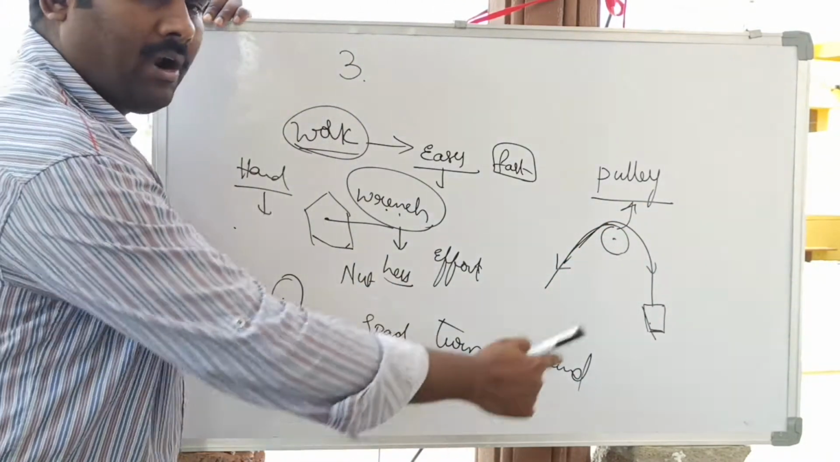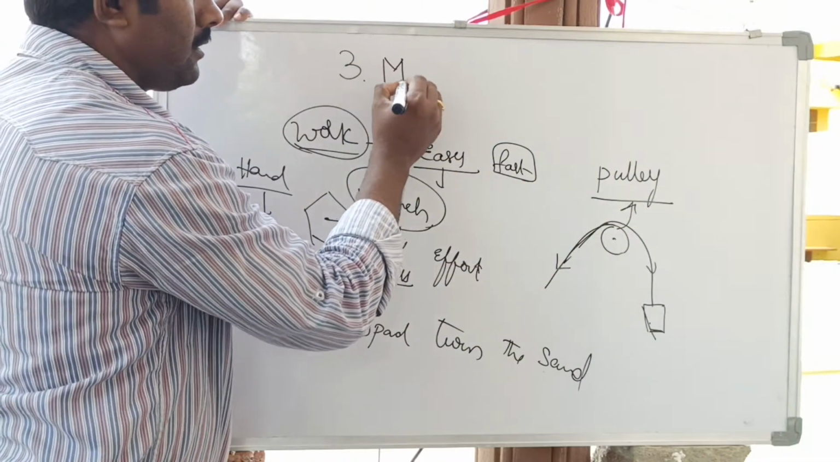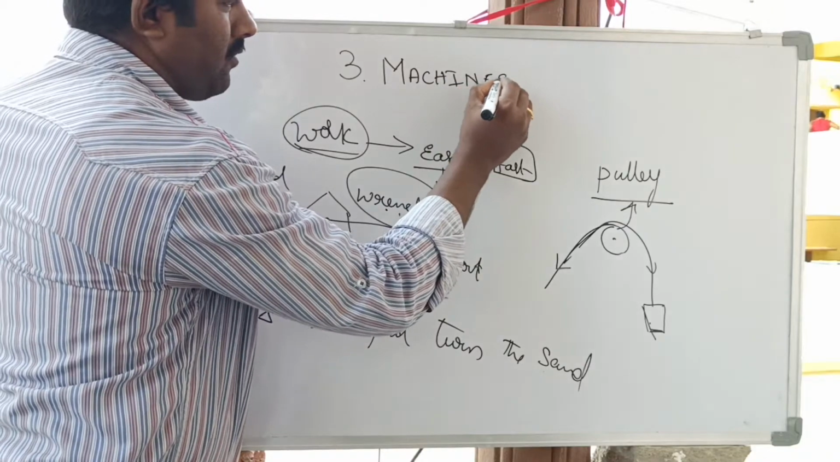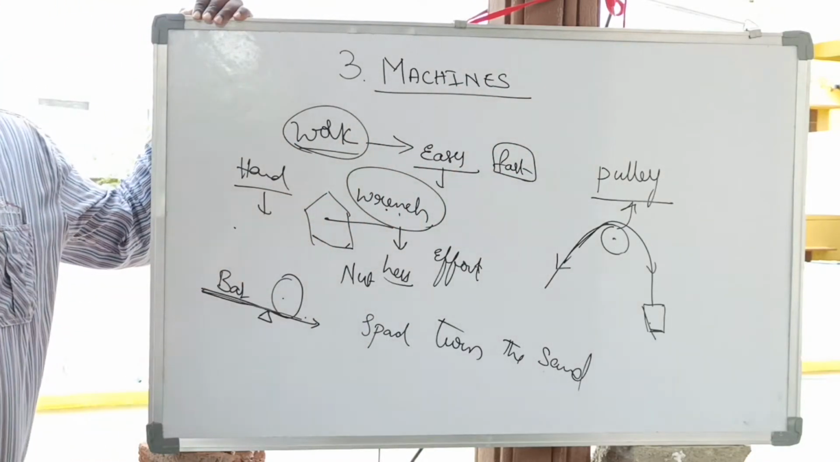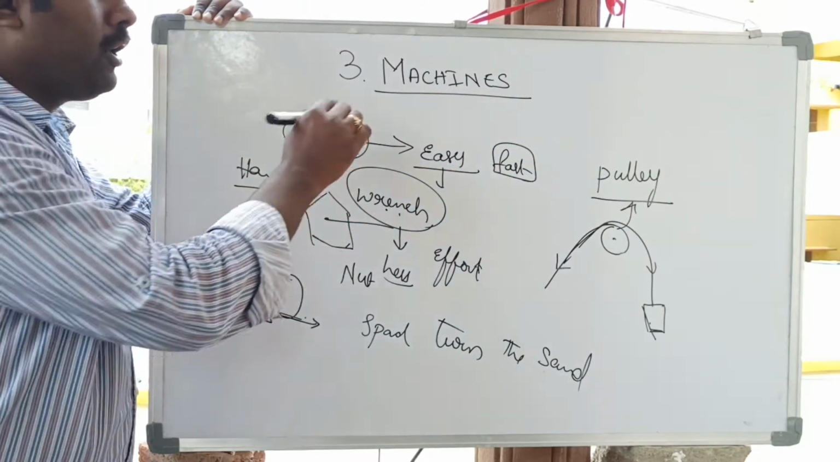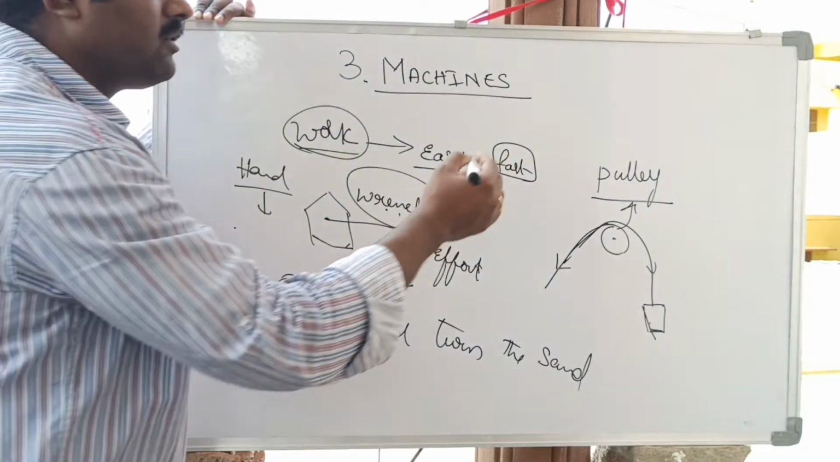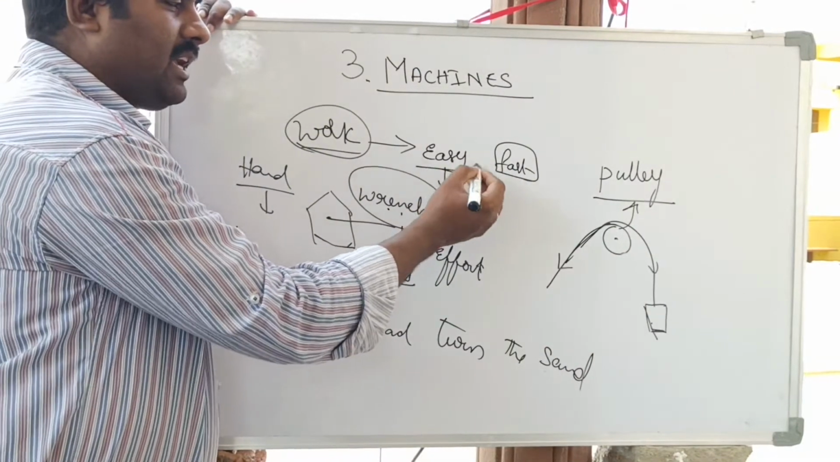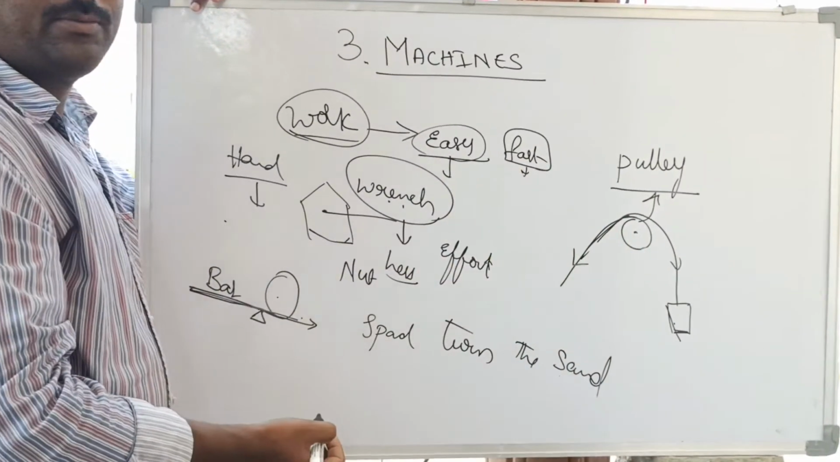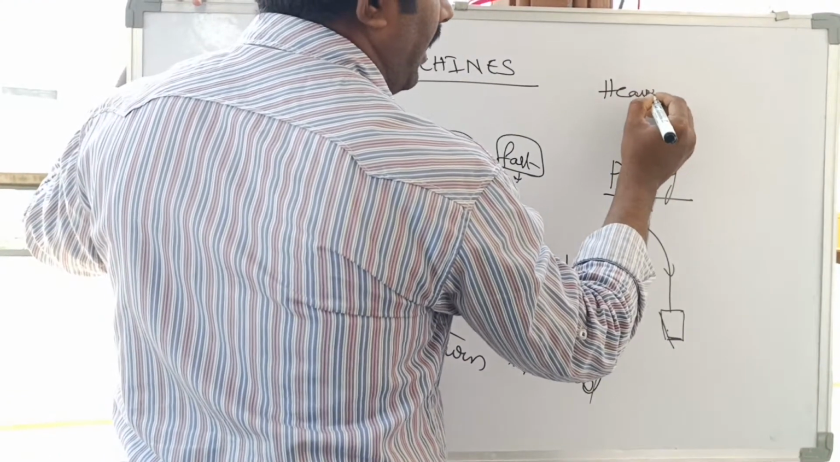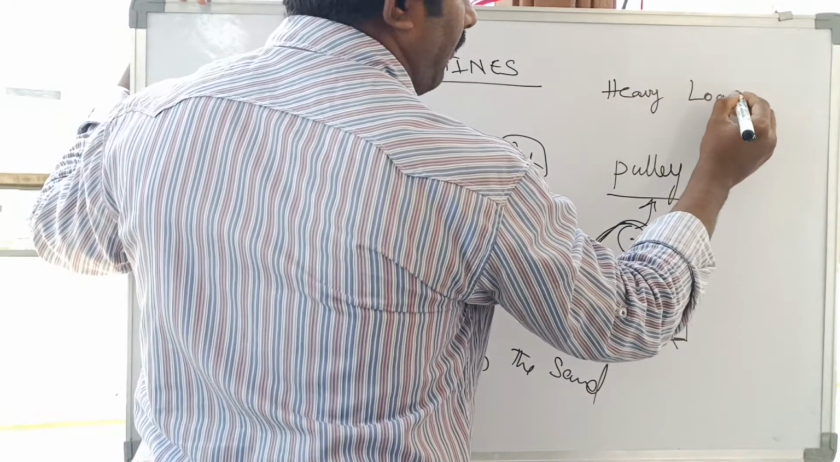What are these all called? Machines. So now we are going to learn about the machines which are helping us make our work very easy and fast. Suppose, for example, you want to lift a heavy load with less effort.